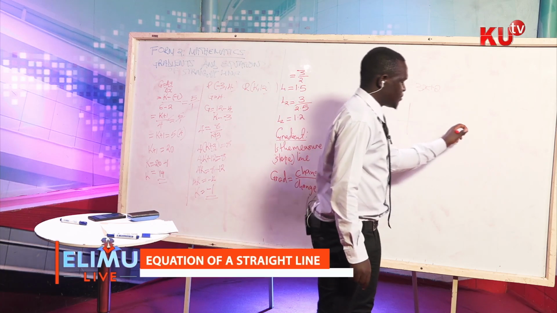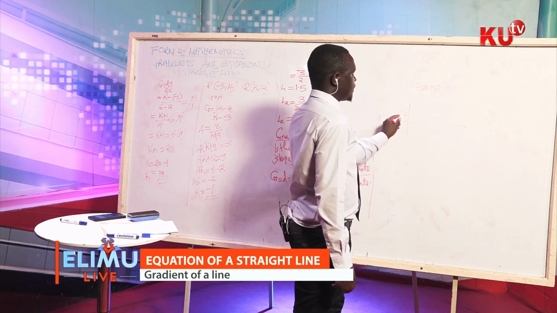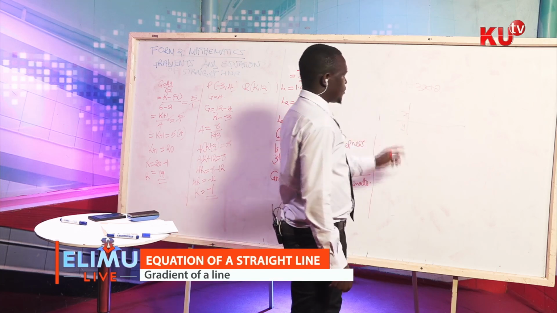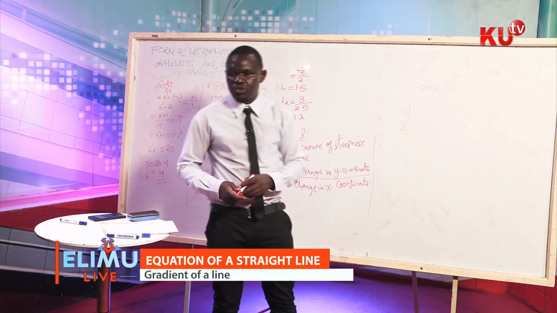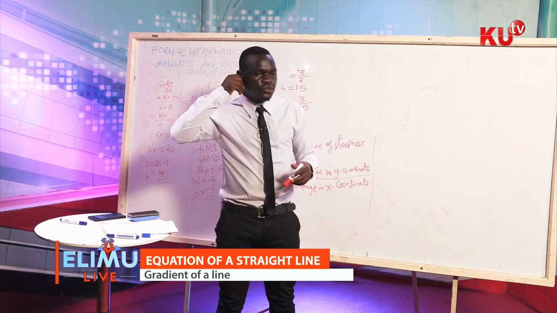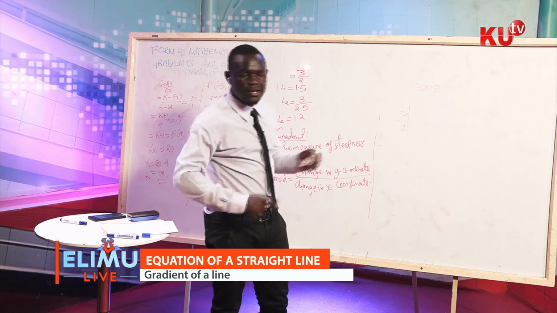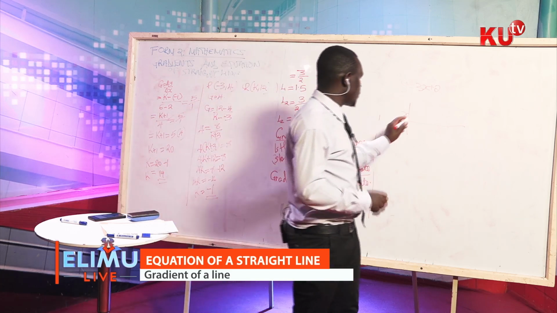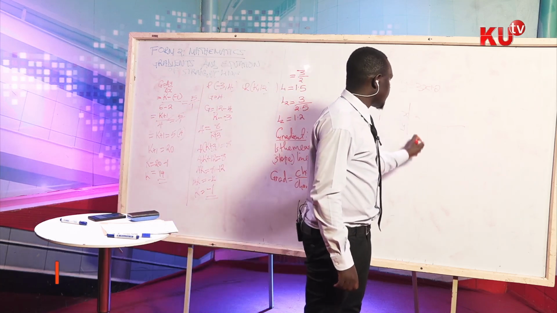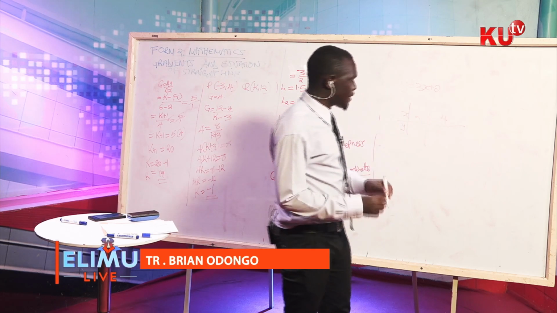You can have a small table like this. This is x, this is y, okay? Let's pick any 2 x values. For example, you can just pick 2 and 4. So x is 2 and x is 4, like that.